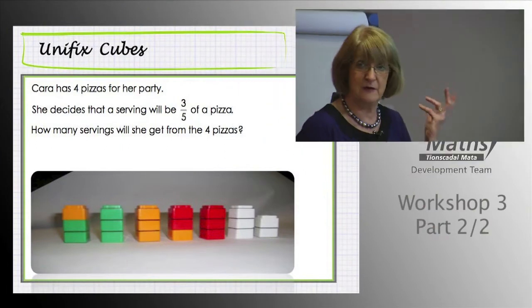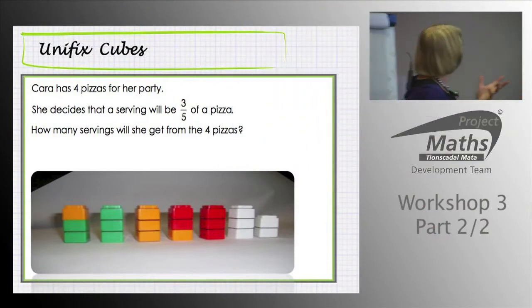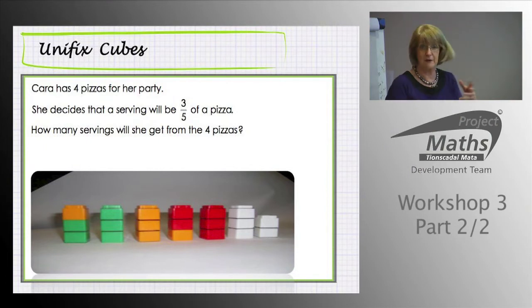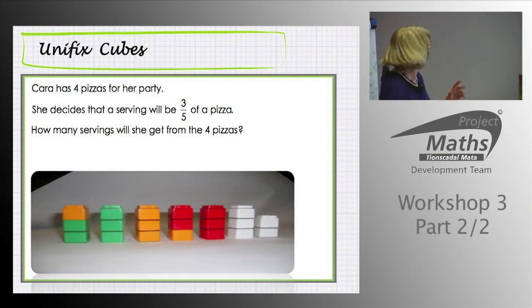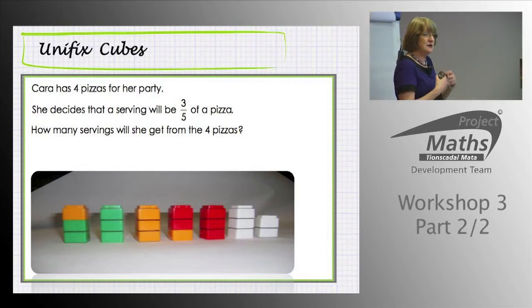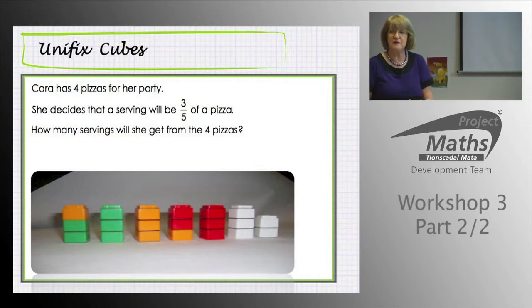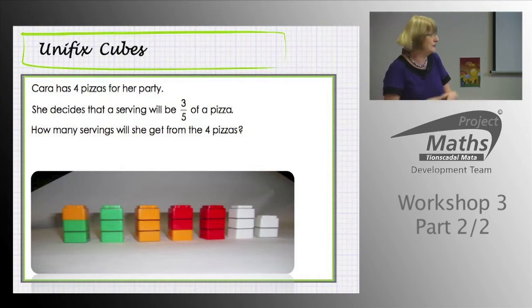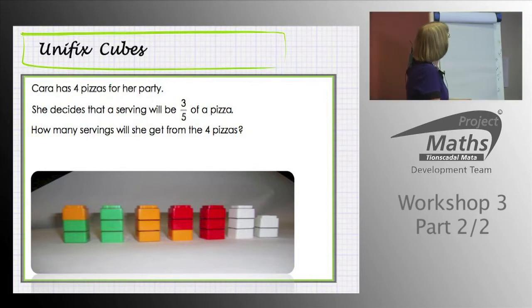Whereas if you had just done the maths, and I'll do it in a minute, 4 divided by 3 over 5, we'd end up with 6 and 2/3, okay, but 6 and 2/5 of a pizza. So if somebody said you had 6 servings and 2/5 of a pizza left over, that's grand. Or there's 6 servings and 2/3 of a serving left over, okay. And that's just my Unifix cubes with the 2 pieces at the end.